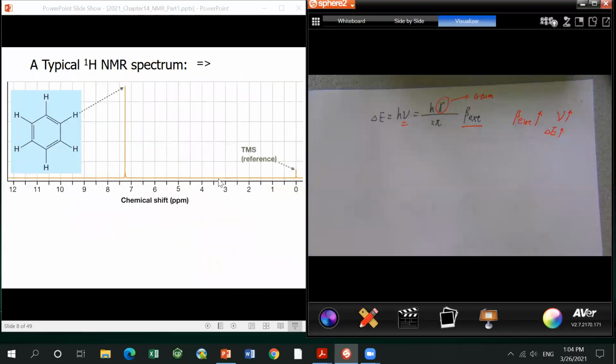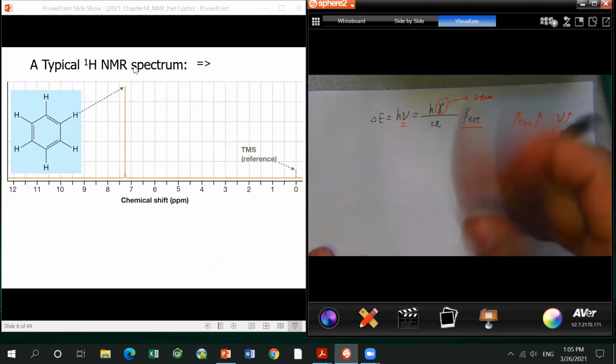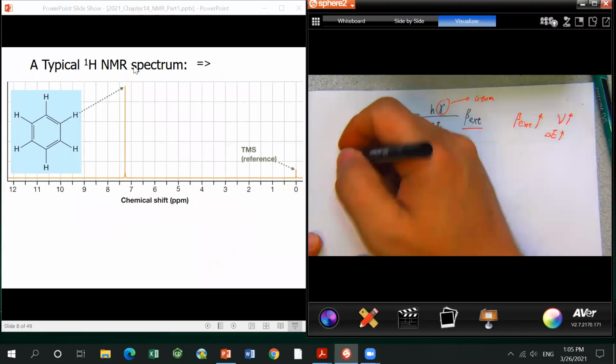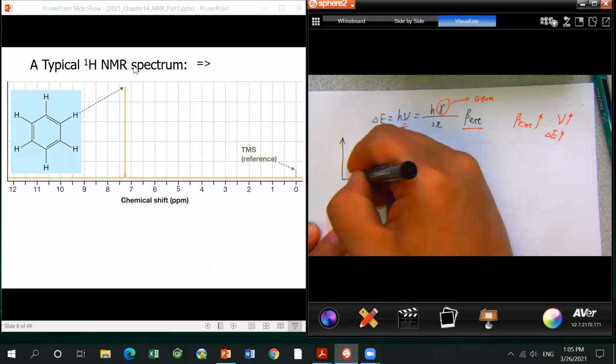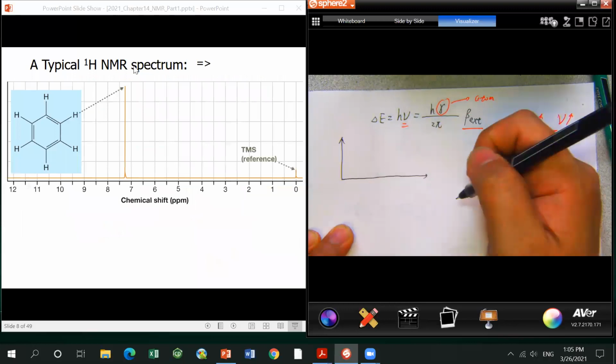All right, so we talked about a lot. Here I show you a real proton NMR, what it looks like. I also drew one here. So for the proton NMR, for the x-axis, that is the chemical shift.